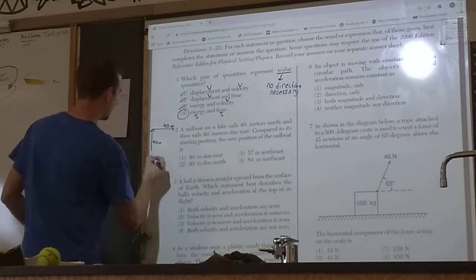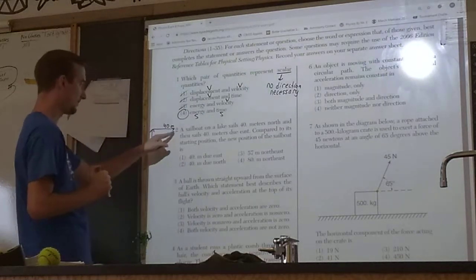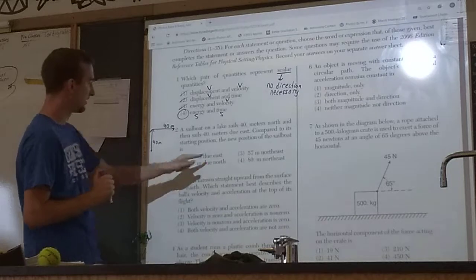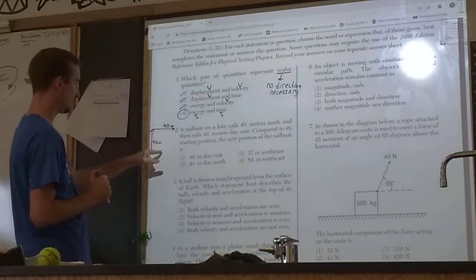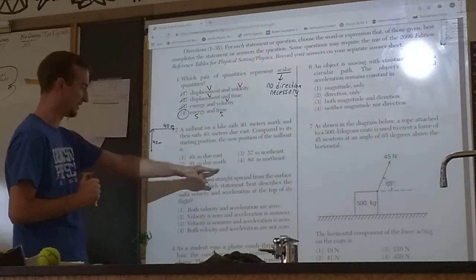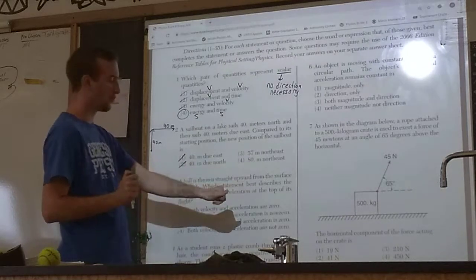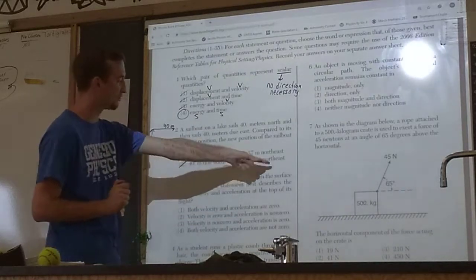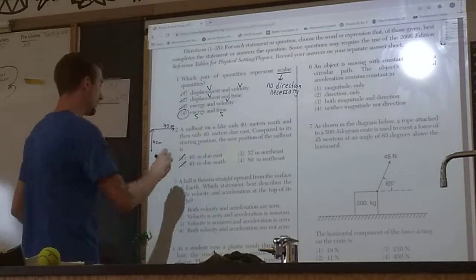Compared to its starting position right here, the new position out here is, well, let's see, look at these first two. 40 meters due east. No, it's definitely not just east. It's also up to the north. It's definitely not due north. Neither of these make any sense. You have 2 options left. 57 meters northeast, possibly. 80 meters northeast, possibly.